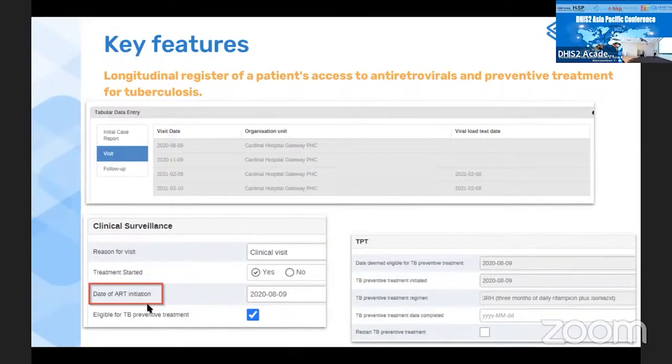And then you do a surveillance, as and when you reach out to the patient or the patient comes to the facility. What's the reason for visit? Has the treatment started or not? And when the treatment was started? And if the patient is eligible for TB preventive treatment? If yes, then we have the questions for the TB preventive treatment section. So you can define when the patient was eligible for TB preventive treatment, when it was initiated, what was the regimen given, and on what date it is supposed to get completed, and if there is a need to restart the treatment again.